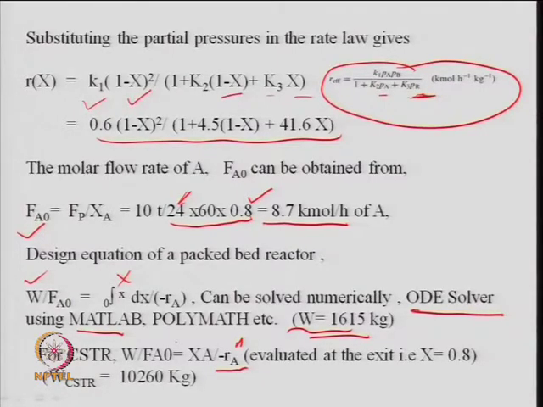So, one can see that a large mass of catalyst is required in the case of the tank type reactor, because there is a degree of back mixing. One can compare: plug flow reactors are always better for most reactions when you look at smaller mass of catalyst or smaller size of the reactor.